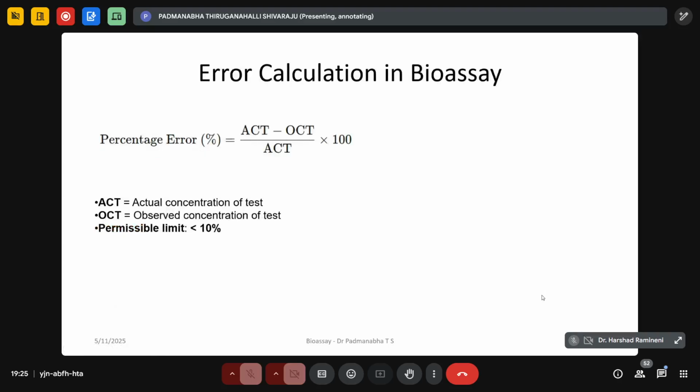So how do we calculate the error? We use a percentage error calculation where we take the actual concentration of the test minus the observed concentration of the test, divided by the actual, and multiply by 100. The permissible limit for error when we are calculating the multiple point assay should be less than 10%.